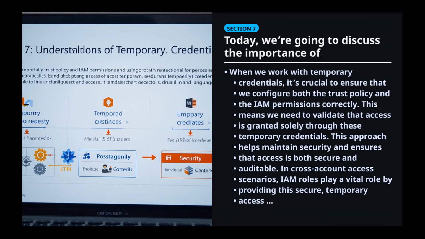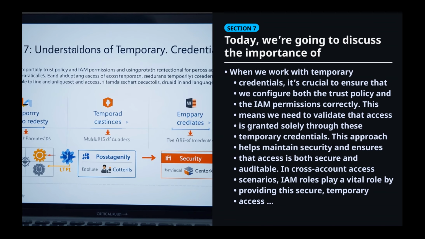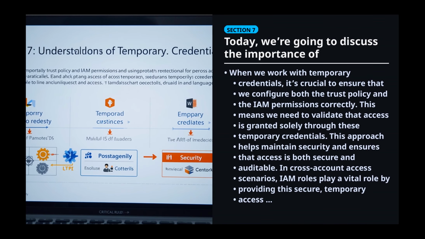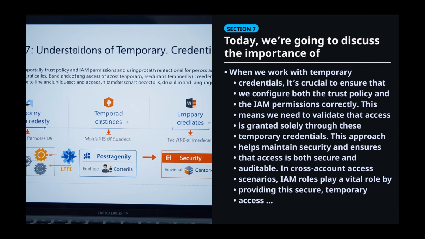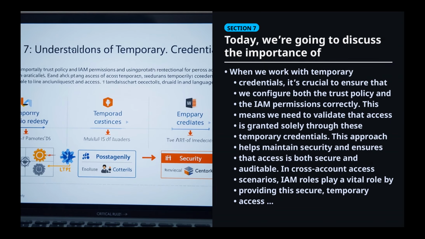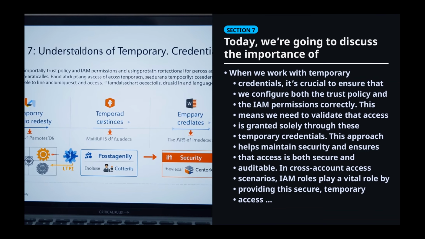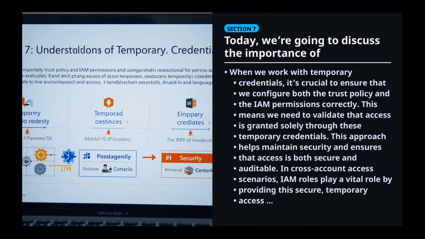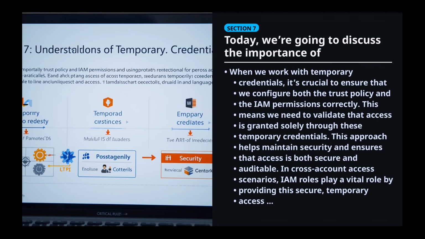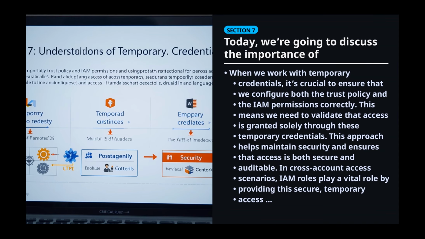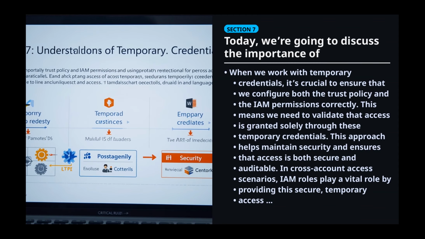Think of it like a guest pass at a concert. You get a temporary wristband that allows you to enter specific areas, but it expires after the event. Similarly, temporary credentials give users limited-time access to resources without compromising security. To recap, always remember that defining the trust policy and granting assume role permissions are critical steps in managing temporary credentials effectively.